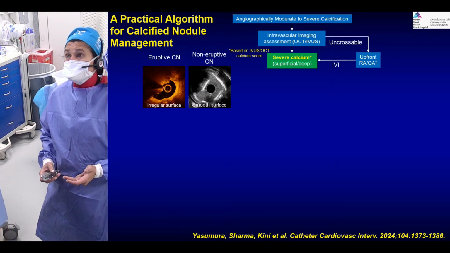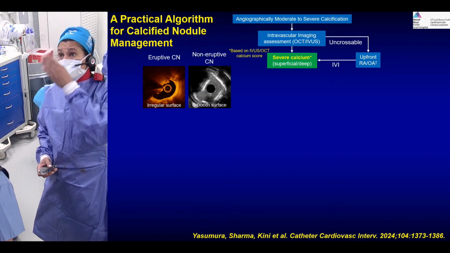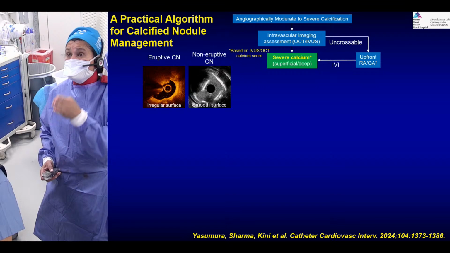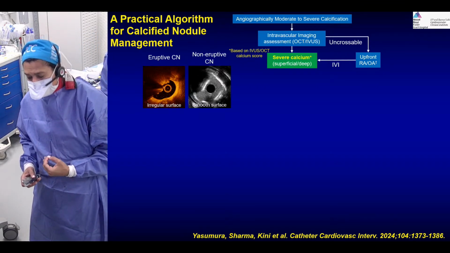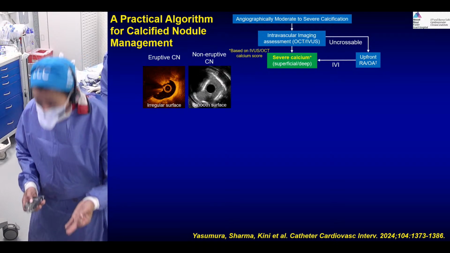So the OCT catheter did not go through. So what we did, we went and did the rota. And that selection of burr was based on the experience and using our eyes.